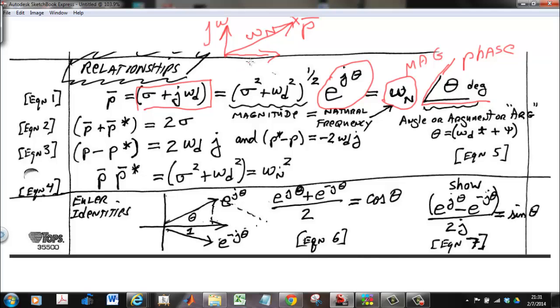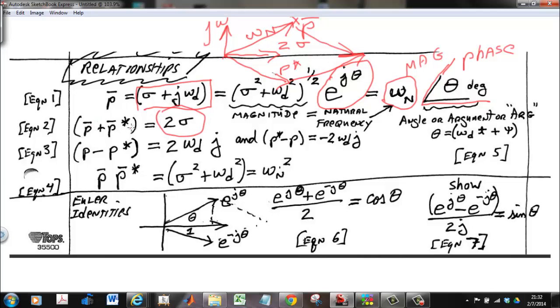Note that if I add the pole to its conjugate, so if that's P up here and then I draw its conjugate P star, if I add them vectorially, I'm going to get a distance vectorially. This is going to be 2 sigma, right? Because the real part of the pole is sigma, and if I add these vectorially, I'll get 2 sigma for P plus P star.